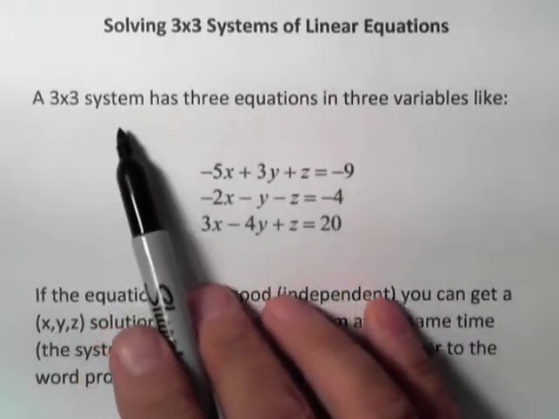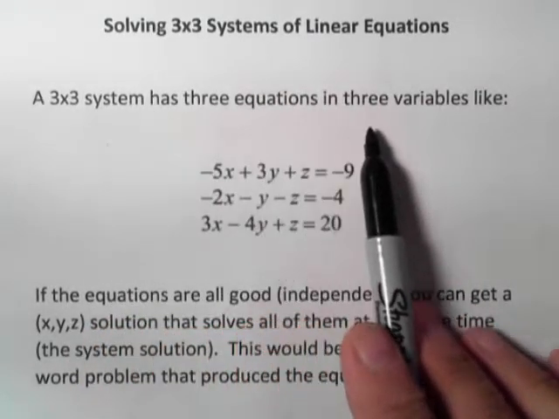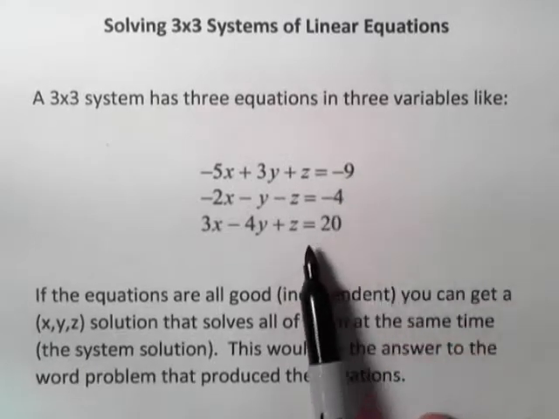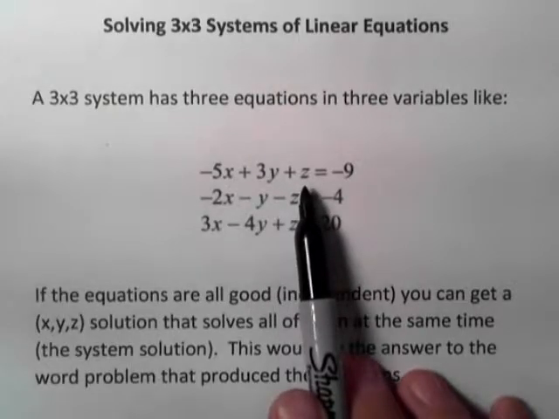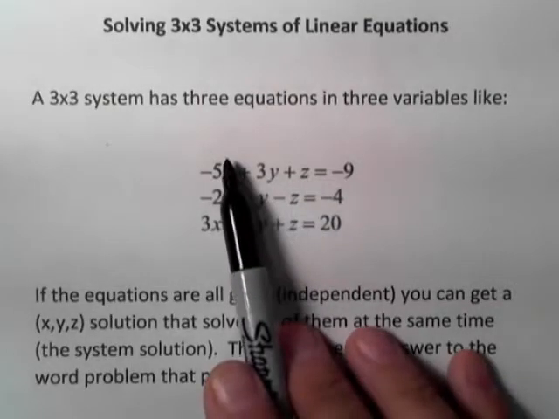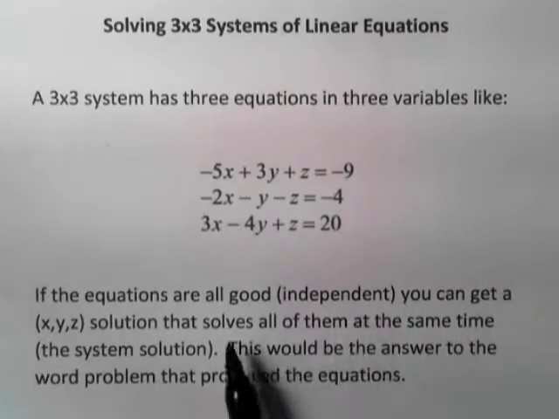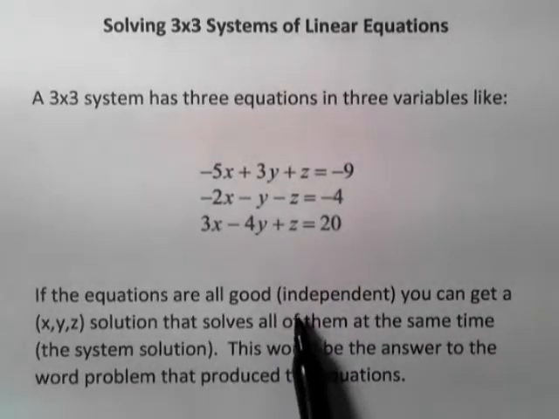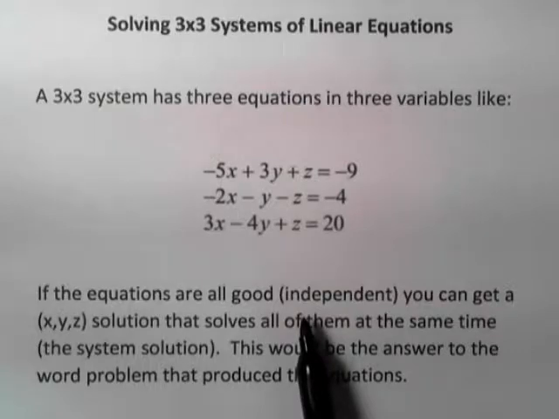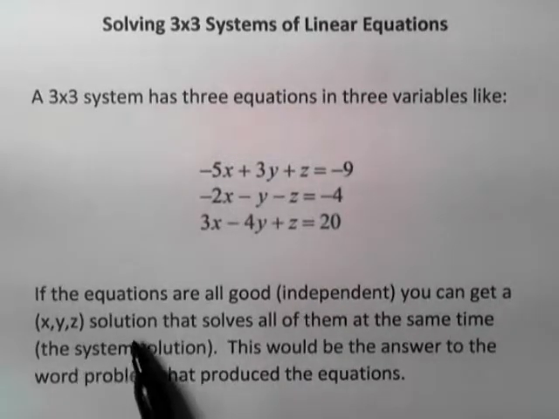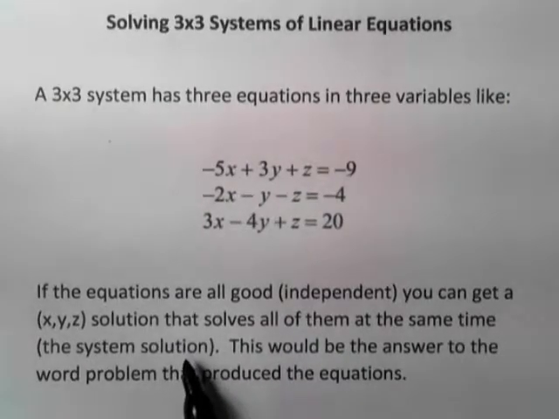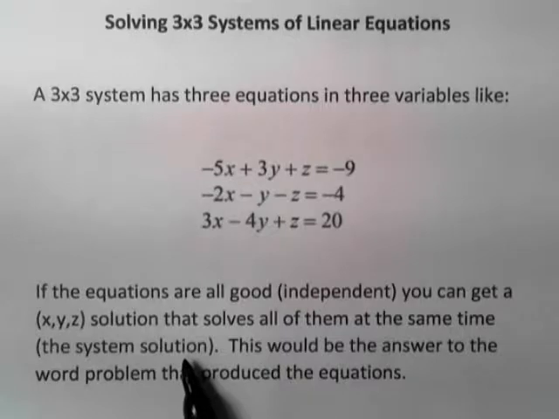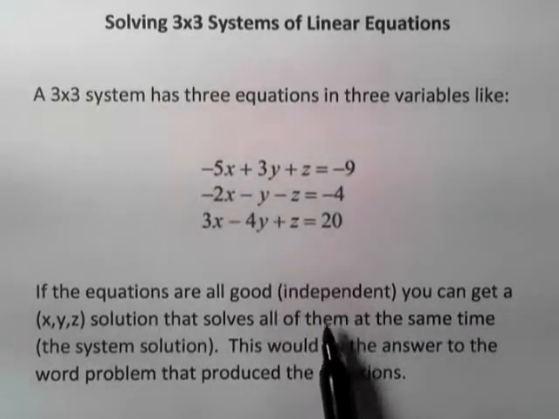Now, what do we mean by a 3x3 system? Well, it has three equations in three variables, like this example given right here. We've got x, y, and z in each equation, and we have three equations. If it turns out that these equations are all independent of one another, you can get an xyz solution that solves all of them at the same time. This is, of course, what is known as the system solution. This would be the answer to the word problem that produced these equations.